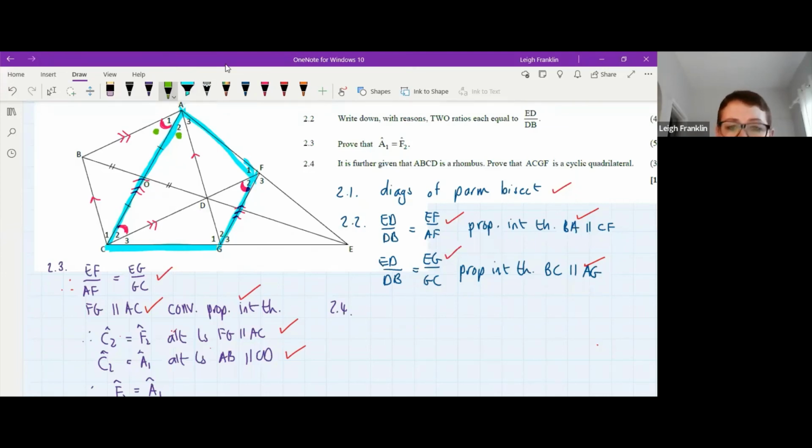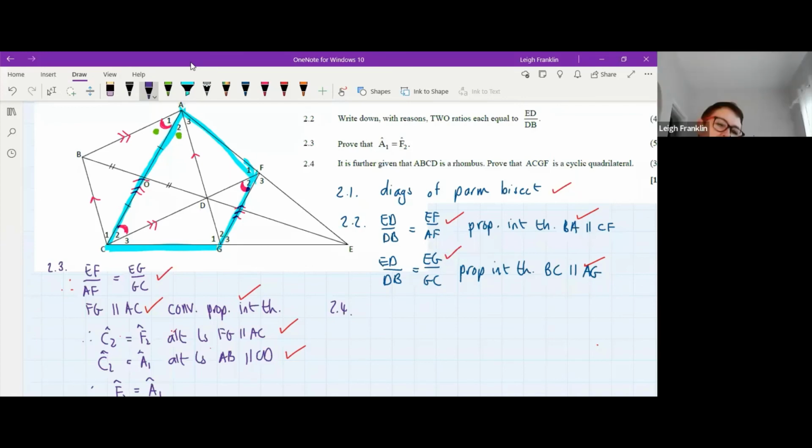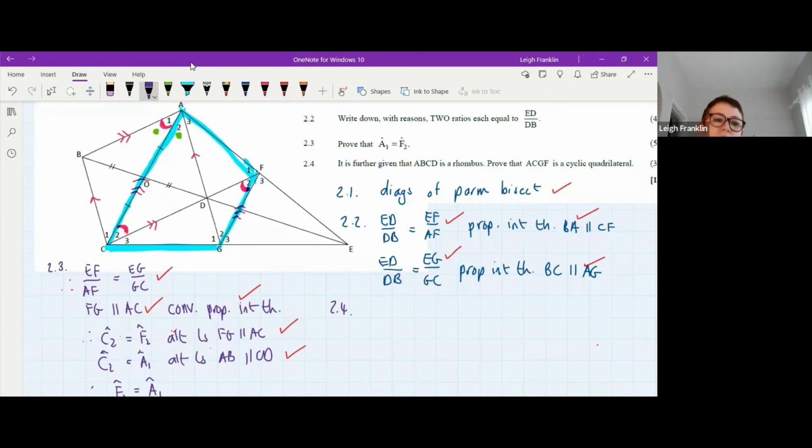Ma'am, wouldn't you say it's cyclic due to the fact that lines AC and FG are parallel to each other? Okay, but if lines are parallel to one another, does that make it a cyclic quad? No, not really. I'm sorry. No, it's okay. No stress, I'm not judging you. If two lines in a quadrilateral are parallel to one another, you've proved it's a trapezium, but you haven't proved that it's cyclic.